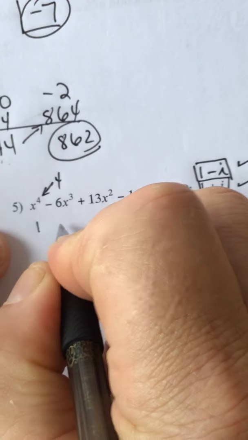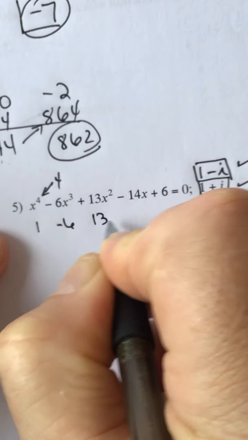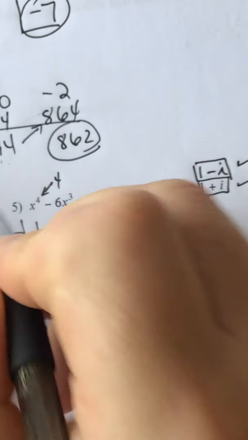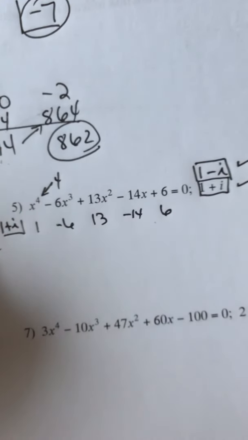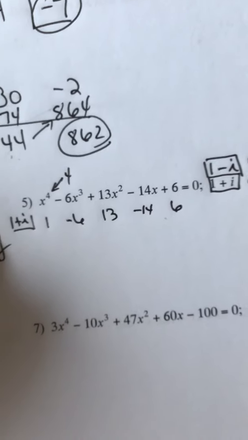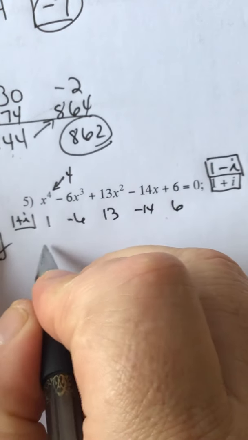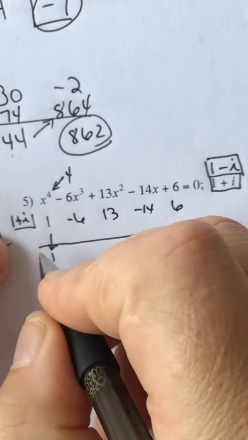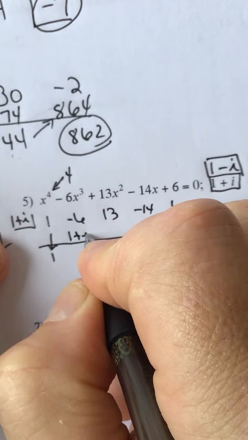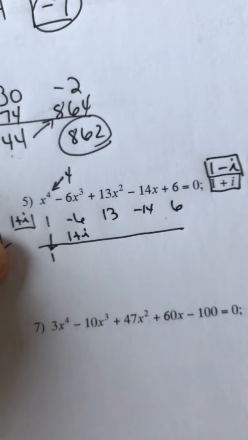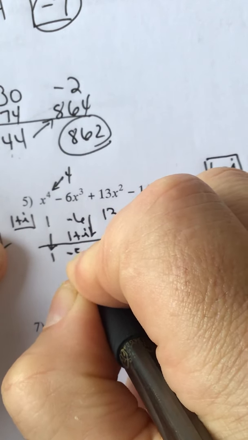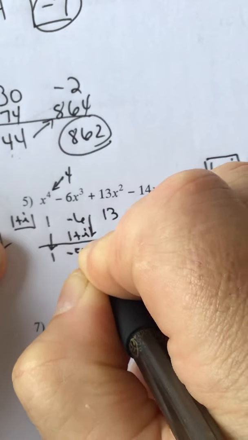Okay, so I've got 1, -6, 13, -14, and 6. And I want to plug in 1 plus i. That's one of the zeros, so that should have a remainder of 0. Okay, here's how it starts. You drop in the 1. 1 times that is 1 plus i. Add down. -6 plus 1 is -5 plus i.